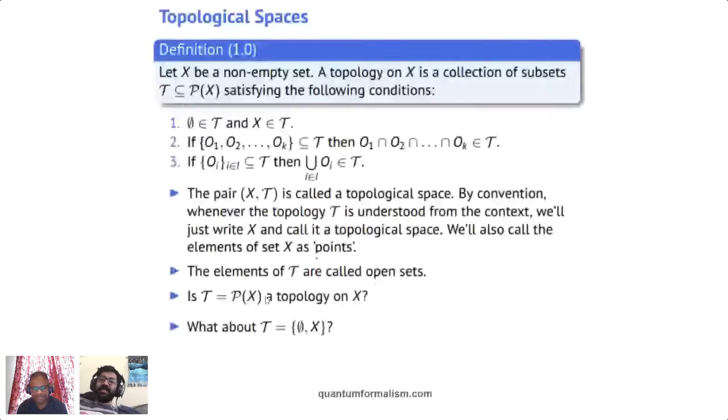So what about this one? This is simple. Come on, guys. What if we make T to be the collection made of the empty set and X itself? Is that a topology? Yes or no? Just look at it. Well, first of all, it satisfies the first condition trivially, right? Because the empty set is surely there, and X is also surely there, right?